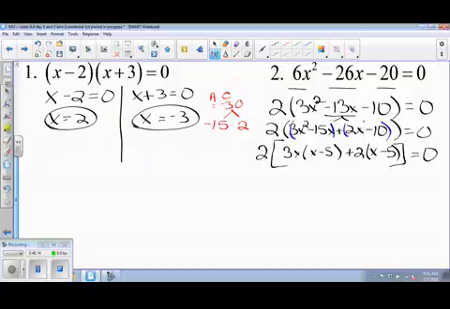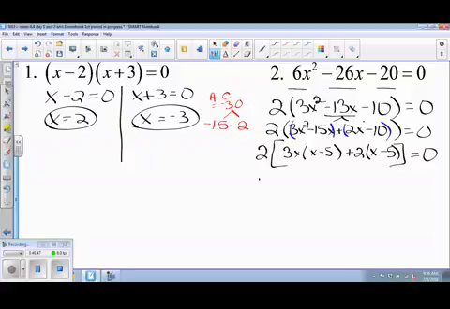Yes? I have a question. When you have a number with a high exponent, like 2x to the 7th minus 32. You're talking about when it's the difference of 2 cubes? Yeah. If they can't both be done, then you can't do it. Okay, let me finish this problem and then I'll be happy to come back to that.